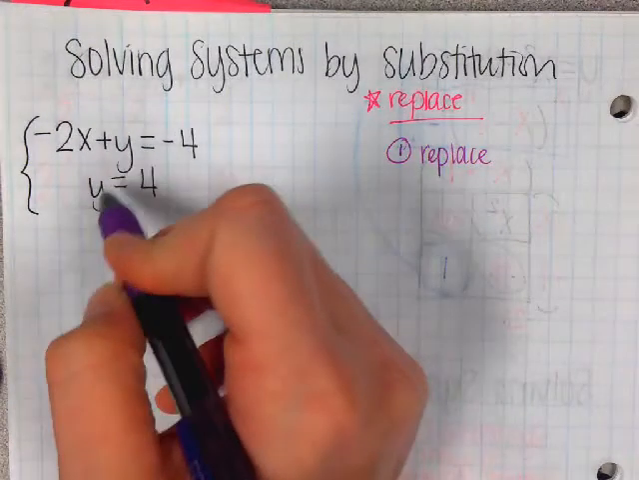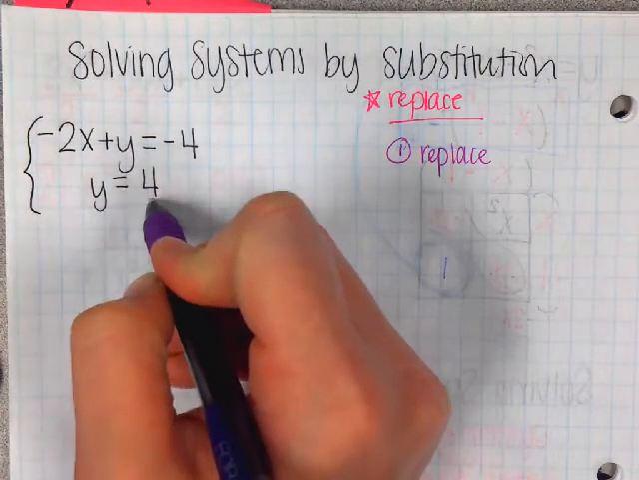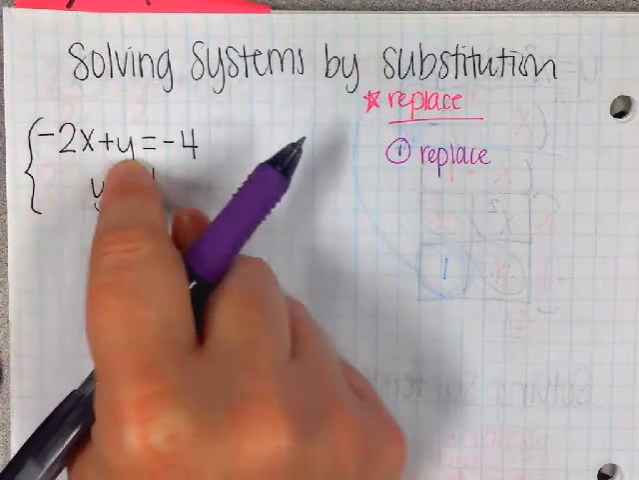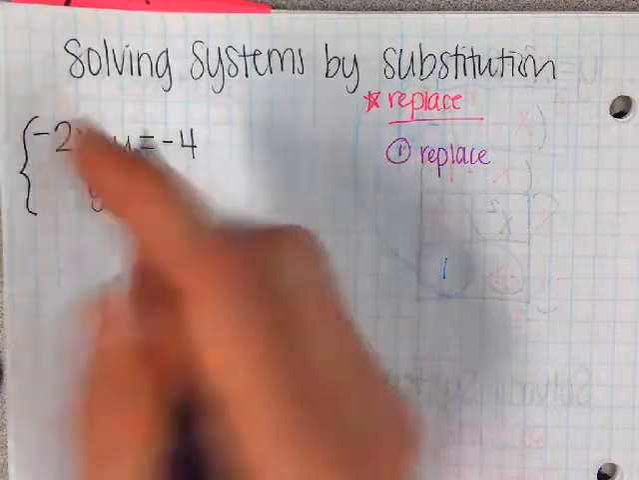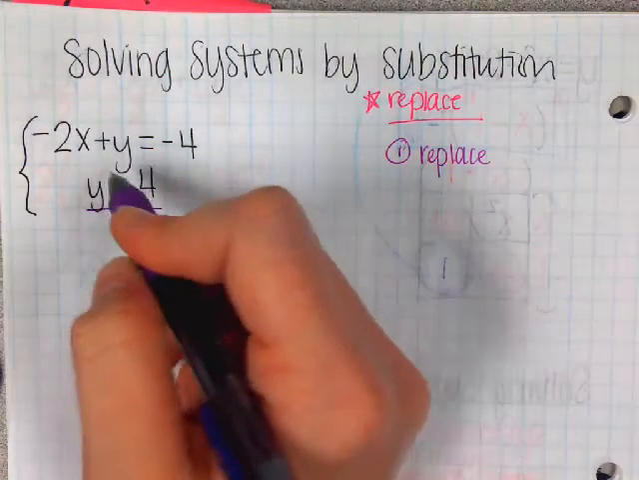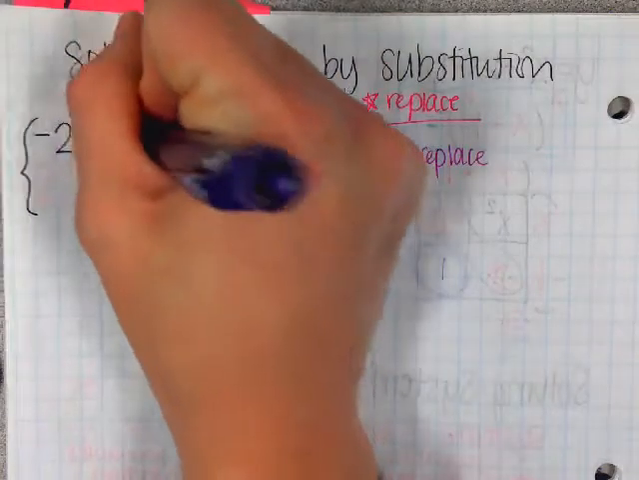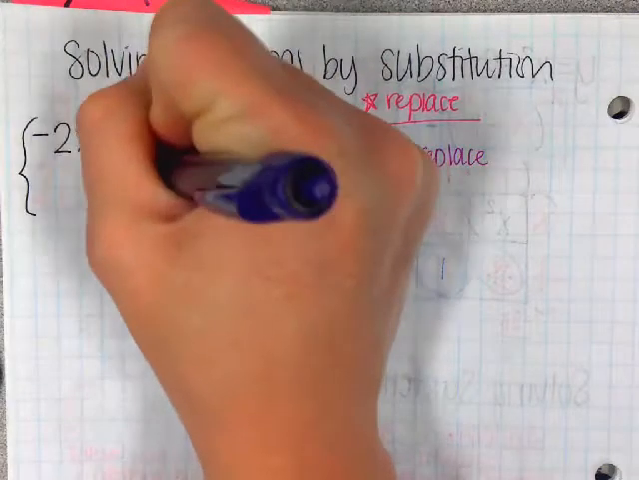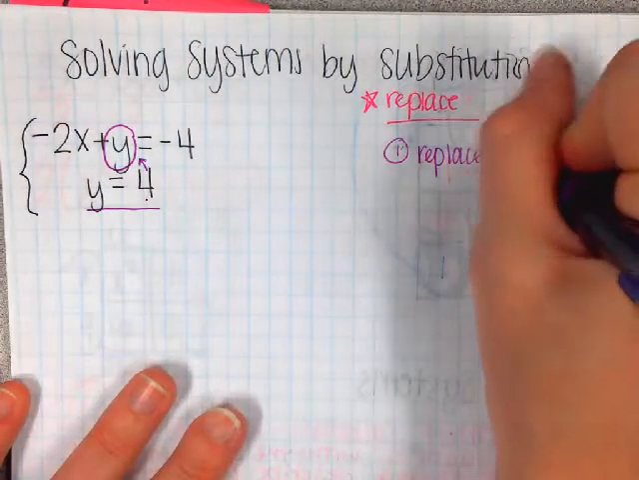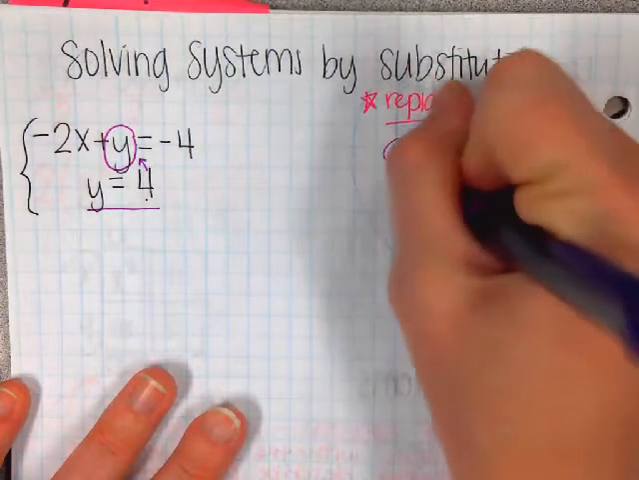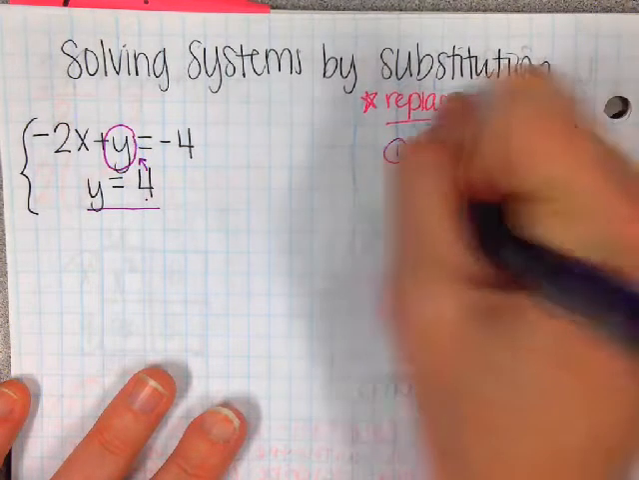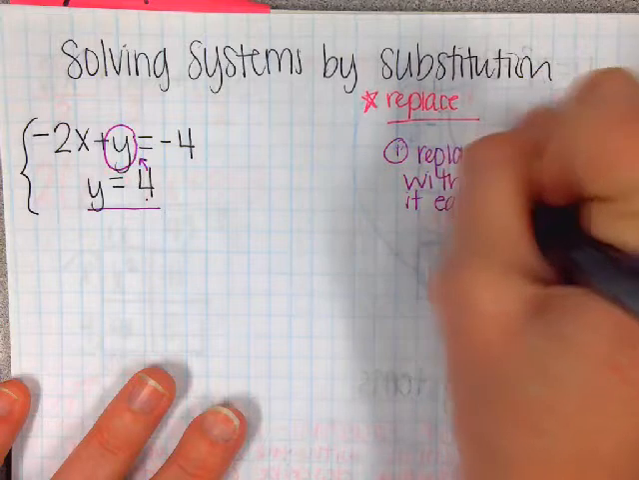Well, and I will finish writing there. But if you look at this, it says y equals 4 in this equation. Well, if you look at that top equation, it says negative 2x plus y equals negative 4. Well, this equation right here tells you what y is equal to. It tells you y is 4. So I'm going to take out the y and replace it with the 4. So replace y with what it equals.